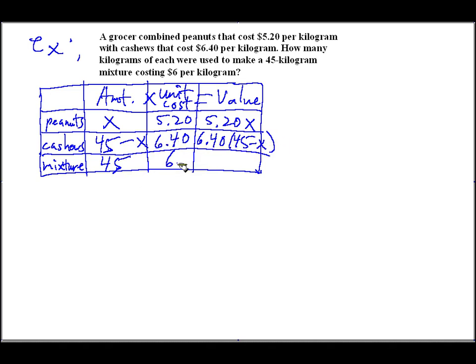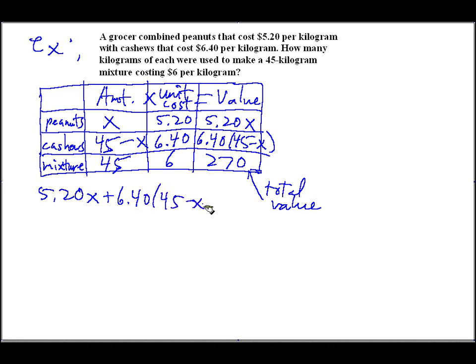So let's look at 45 times 6. 45 times 6 will be 270. So the total value of this mixture will be what? 270. So again, we get out of it what we put into it. So let's add up these first 2 values to get the last value. Again, the value of the mixture is always the total value. All right, so let's go ahead and figure this out. So the equation we get is 5.2x plus 6.40 times 45 minus x.